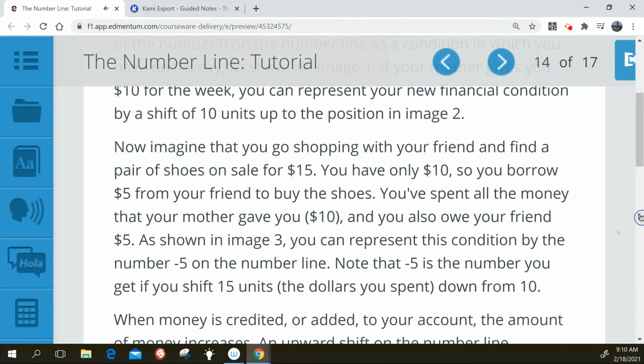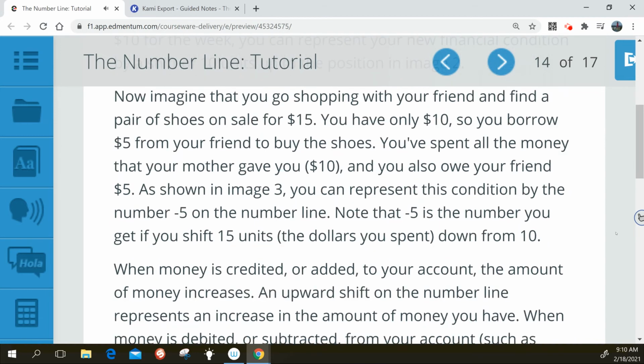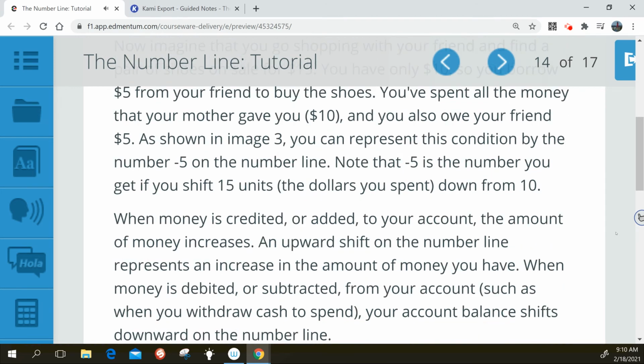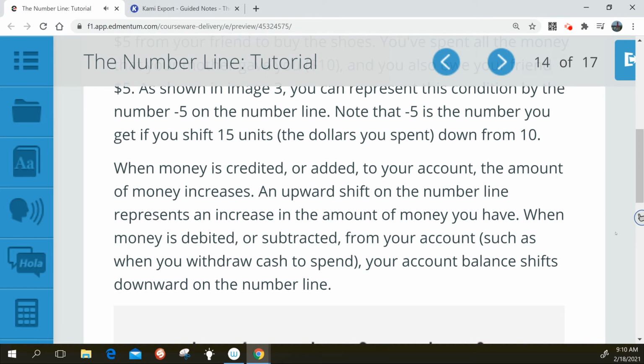Now imagine that you go shopping with your friend and find a pair of shoes on sale for $15. You only have $10. So you borrow $5 from your friend to buy the shoes. You spent all the money that your mother gave you, $10, and you also owe your friend $5. As shown in image 3, you can represent this condition by the number -5 on the number line. Note that -5 is the number you get if you shift 15 units, the dollars you spent, down from 10.